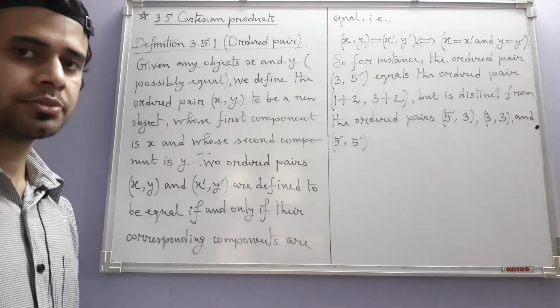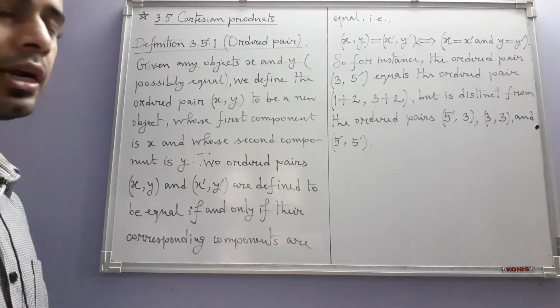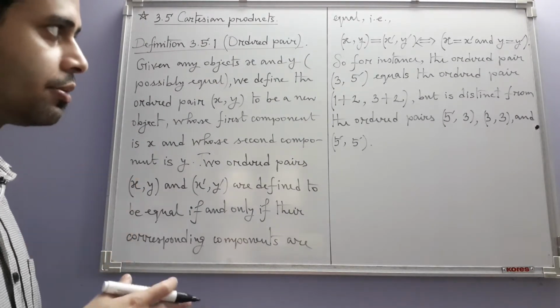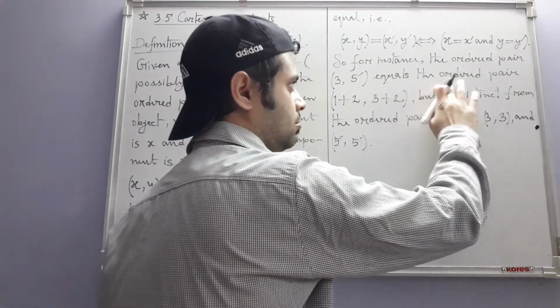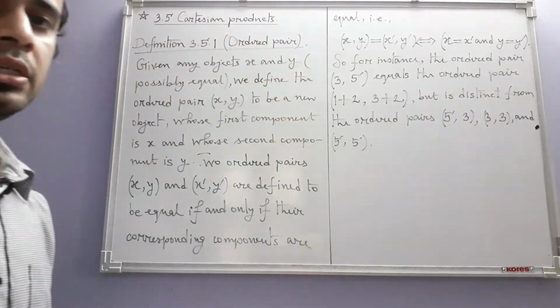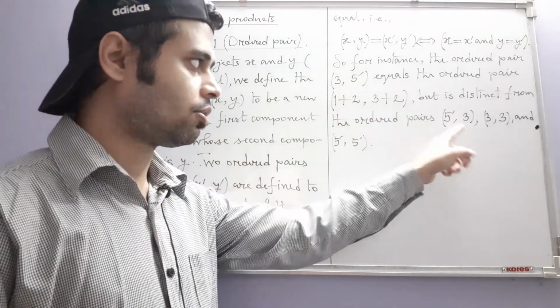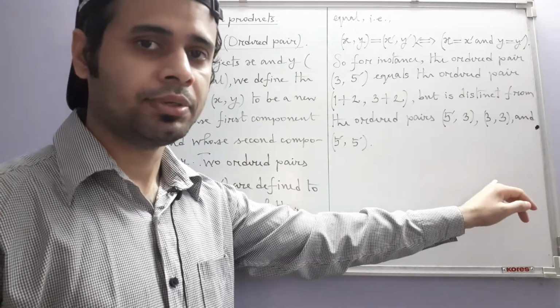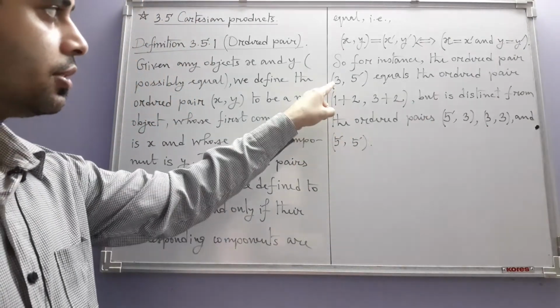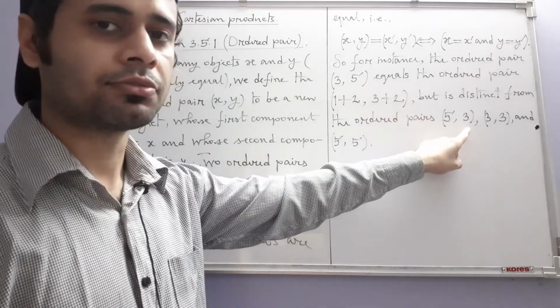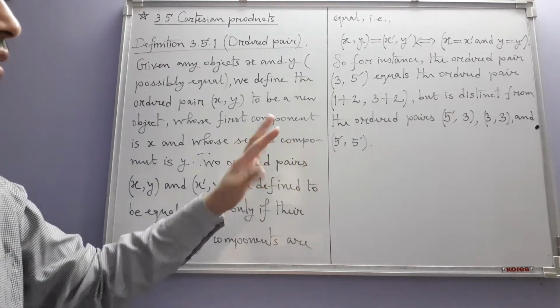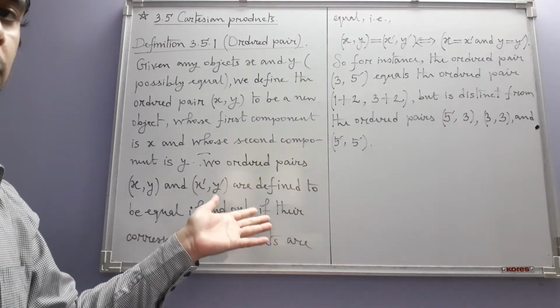So in this respect, ordered pairs are not like sets. In ordered pairs, this word ordered means that the order in which the components are appearing, that matters. 3, 5 is not equal to 5, 3. So in this respect, sets are different from ordered pairs.